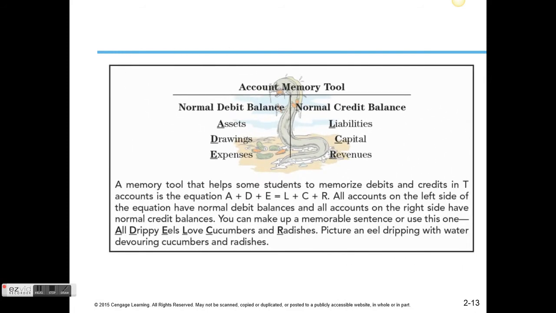Another way to remember this debit credit is that you could use a cute little saying: all drippy eels love cucumbers and radishes, starting with assets, draw, expense, liabilities, capital, and revenue. I typically say try to remember one on each side. That way you can always kind of back into your transaction.